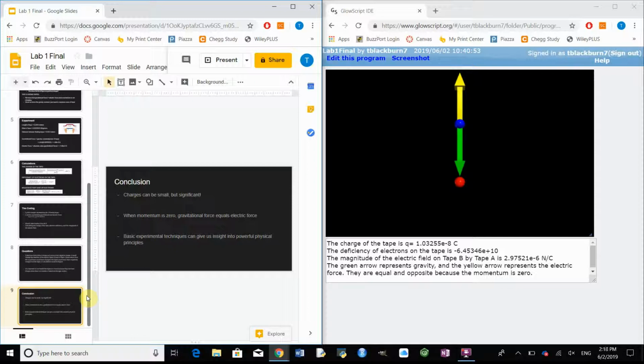As you saw, we were able to calculate a lot of things from a few simple measurements from pretty small charges. And when momentum is zero, gravitational force equals electric force, which was the overall arching physical principle that governed this lab. And then also basic experimental techniques can give us insight into pretty powerful physical principles.